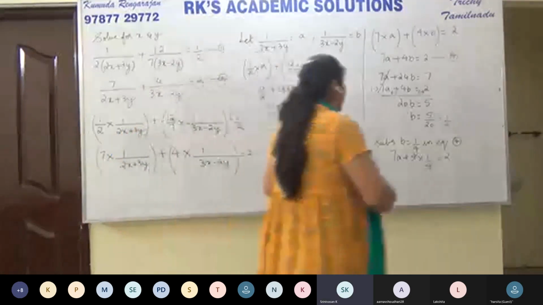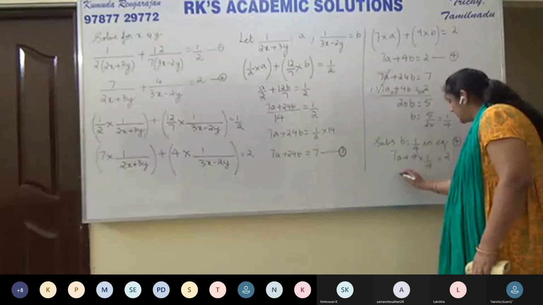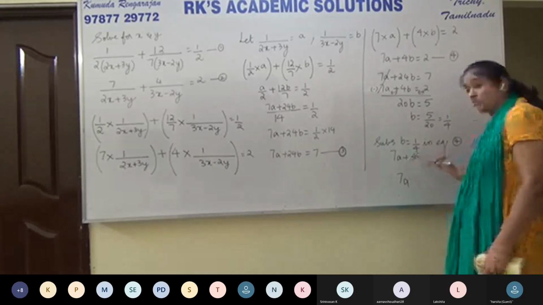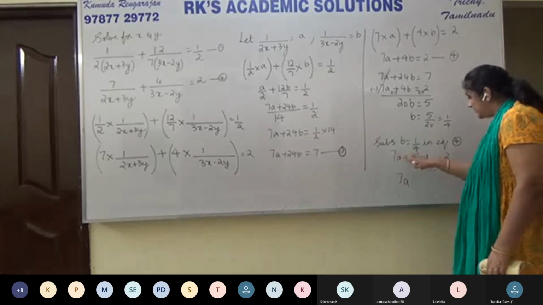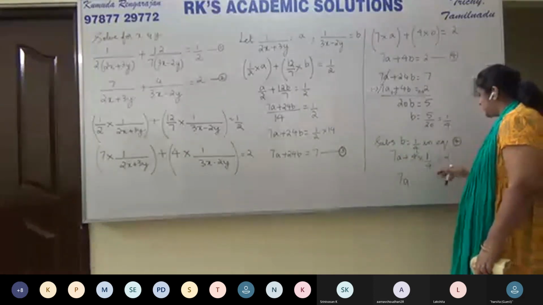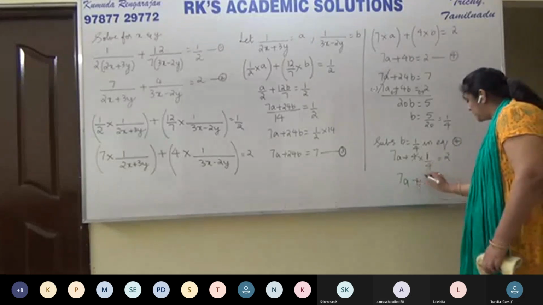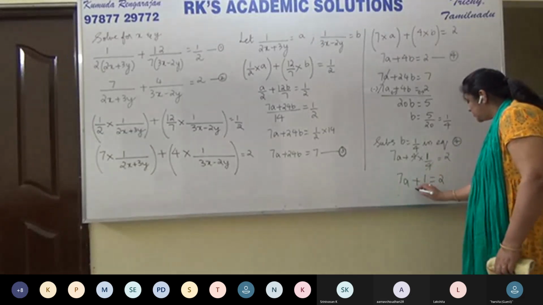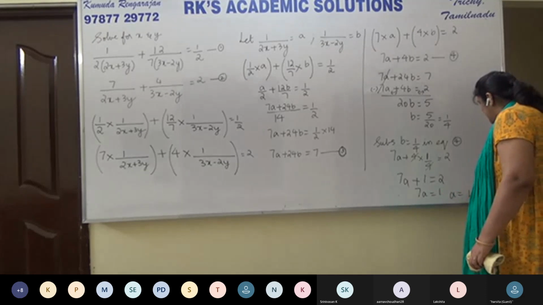Yeah, okay. Sometimes we forget to write this 1. 7a plus 1, children, please remember this one. We might forget this because we have cancelled and just say 7a is equal to 2. Don't make that mistake. 7a plus 1 is equal to 2. So 7a is equal to 2 minus 1, 1. So a is equal to 1 by 7.